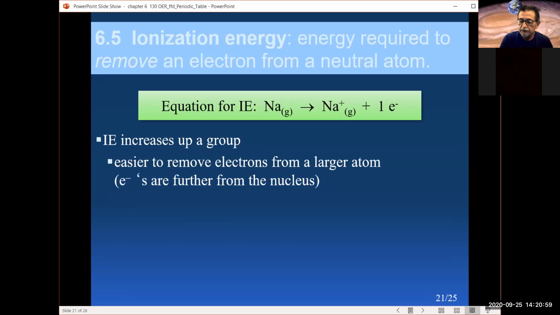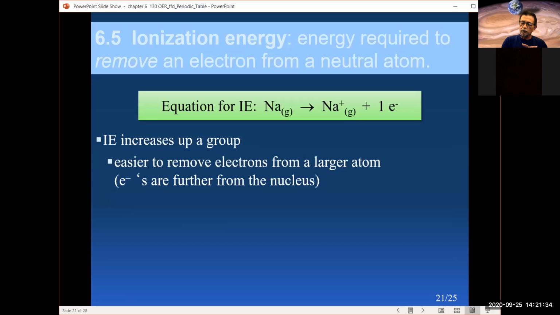Down the road here, a couple slides, we're going to have what's called electronegativity. That's a different property. But right now, let's talk about ionization energy. The way that's demonstrated is by that equation, where you have sodium given an X amount of energy, and the drive here is to remove an electron, okay? And so what we find is that ionization energy increases up a group, okay?